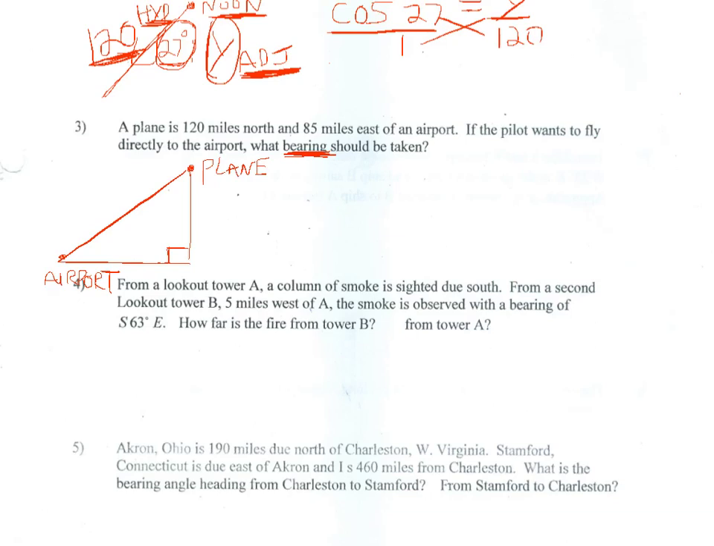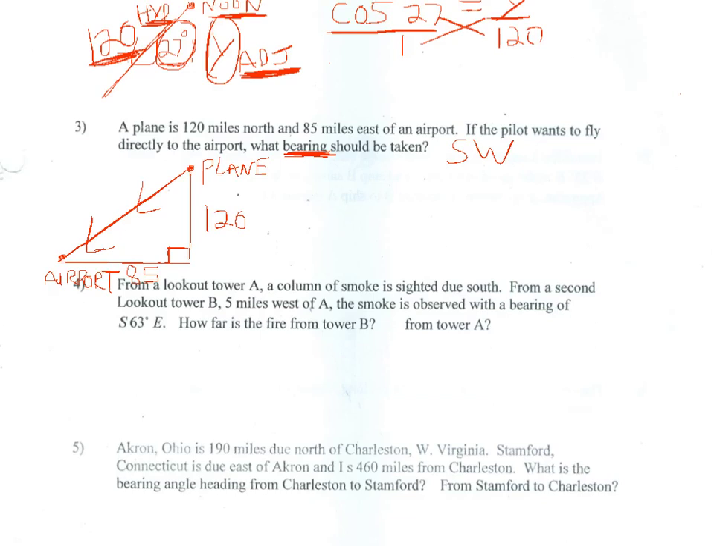Okay, and it's saying a plane is 120 miles north, so that's the vertical part. And it's 85 miles east of an airport. This is the horizontal part. Okay, and if the pilot wants to fly directly to the airport, what bearing should be taken? Now, this is the plane. This is the direction it's going right here. So remember I said first, let's find the direction. Now, if this is the direction, then you can easily tell we're going southwest. It's got to be the opposite of where the plane is located from the airport. So if it's north and east of the airport, you got to go the opposite, southwest. So I'm going to put southwest here.